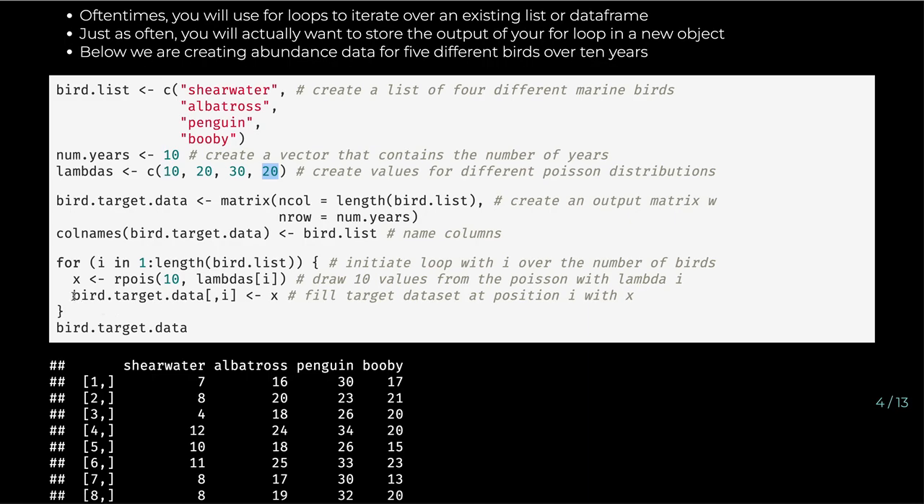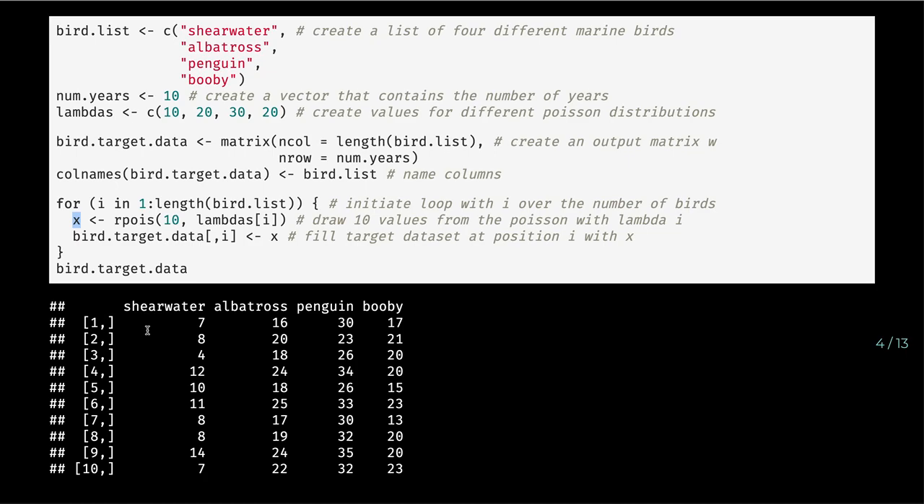And then within the loop still, I am specifying that the first column of my bird target data, and remember this data frame we made right here, the first column should be filled with x. X is right here. That's the random distribution of values that I created with lambda I. And then I close the loop, and that's it. And this is the output.